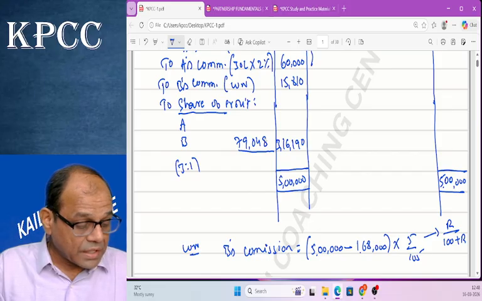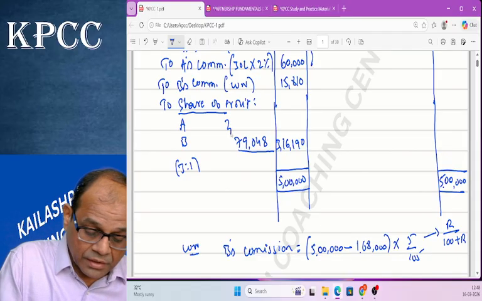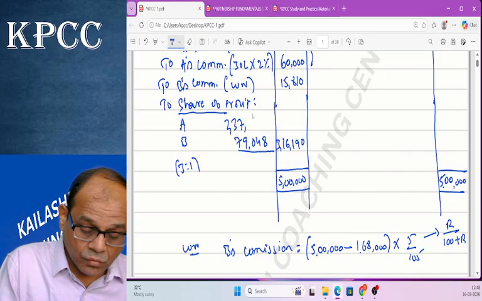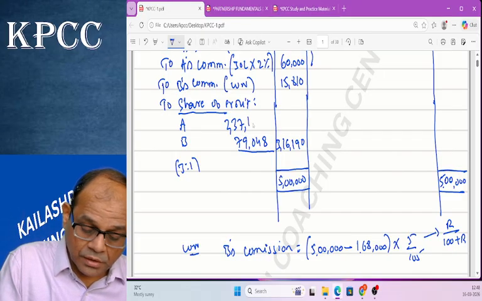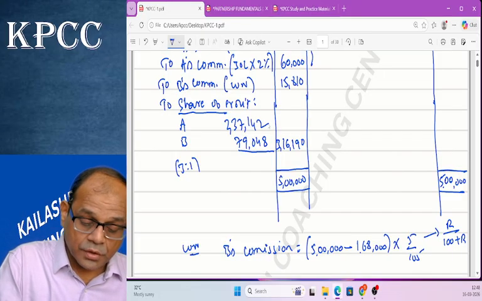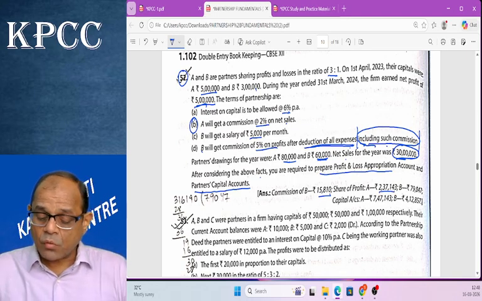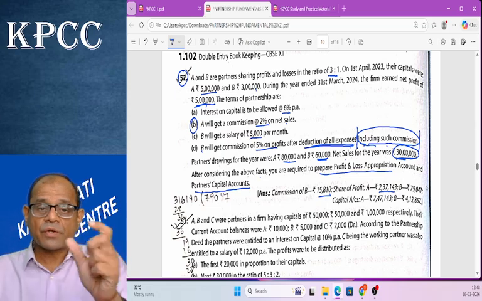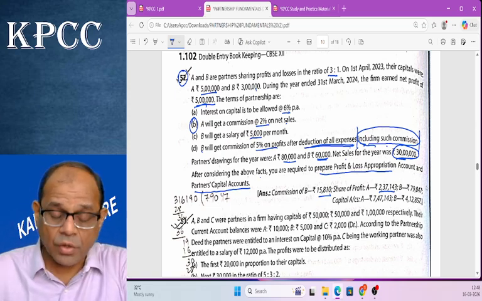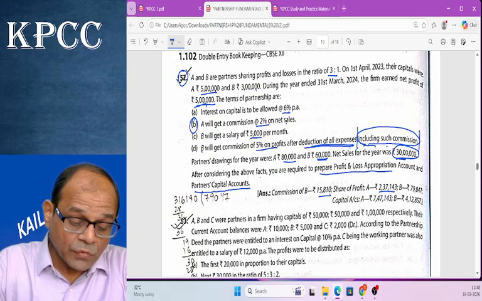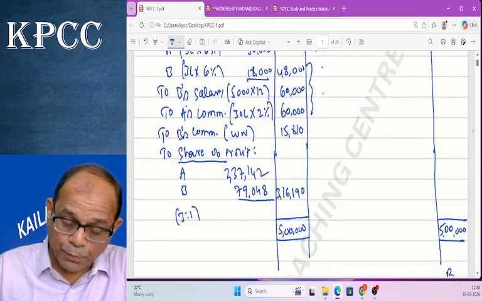Okay, 79,048 into 3 is 2,37,142. Check whether it has come or not. Yes, 1 rupee different, okay, 173.79. So that 0.5 rupee, okay, decimal rounding off we have done. Now that's all. Appropriation account is over.